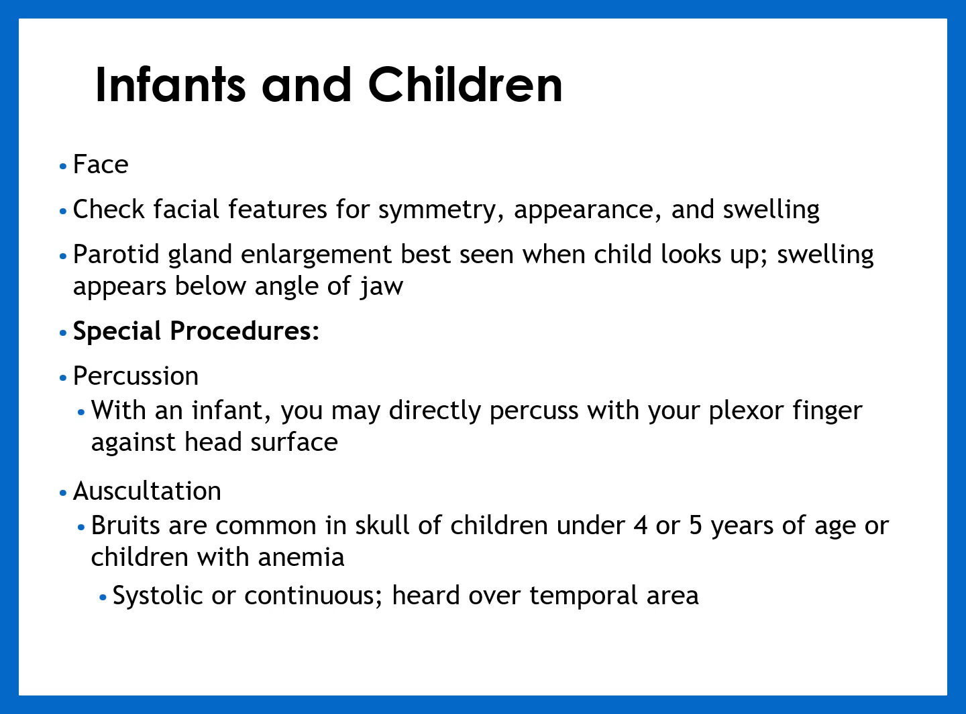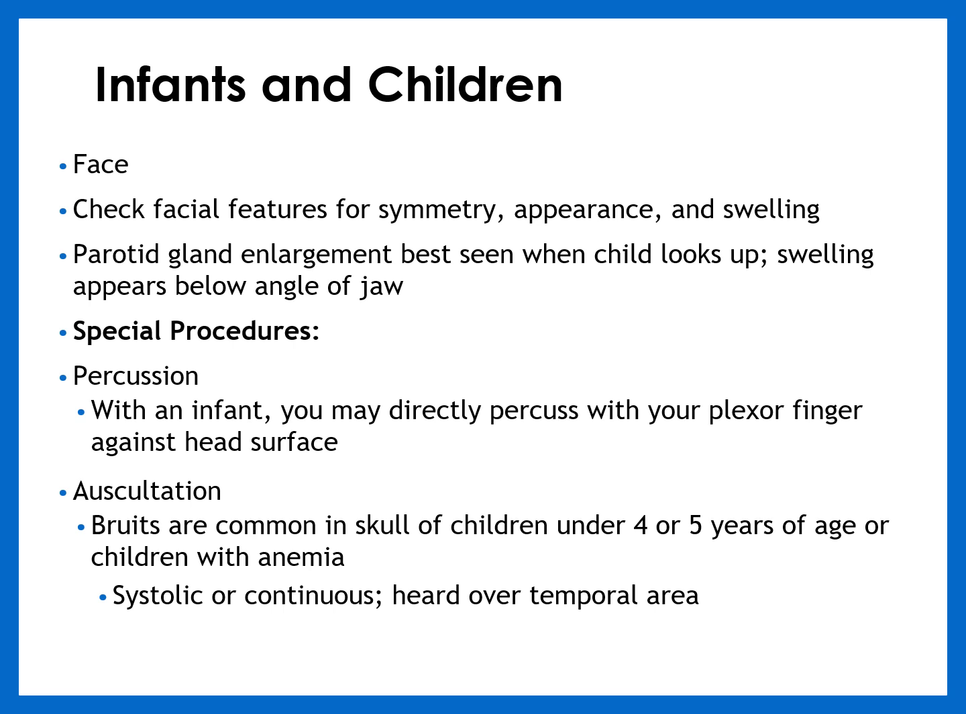Check for facial symmetry, especially during crying. Asymmetry might indicate nerve injury or congenital issues. And if you hear a bruit over the temporal area in a child under 5, that's actually normal unless there are other signs present. Observe the infant's face for symmetry, swelling, and deformities. Parotid gland enlargement shows up just below the angle of the jaw, especially when the child looks up, then it's a little easier to see.